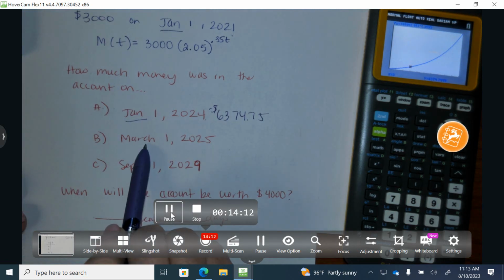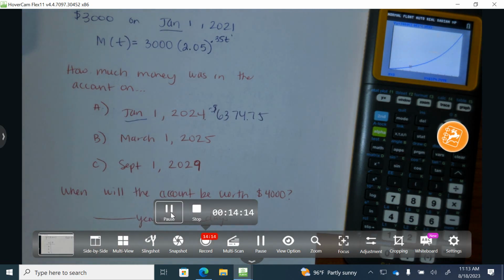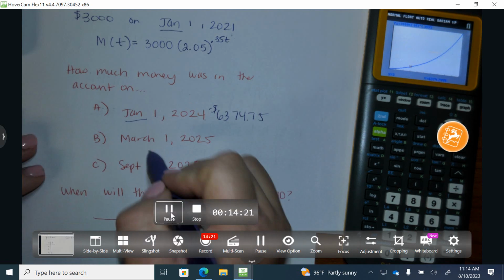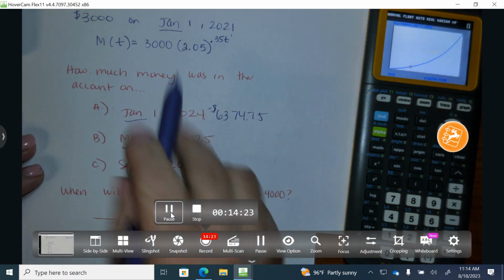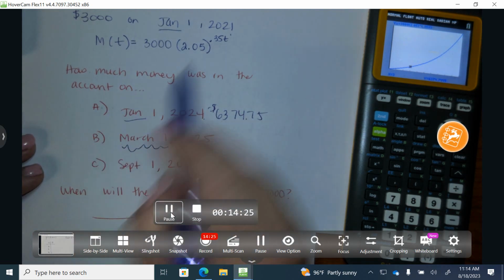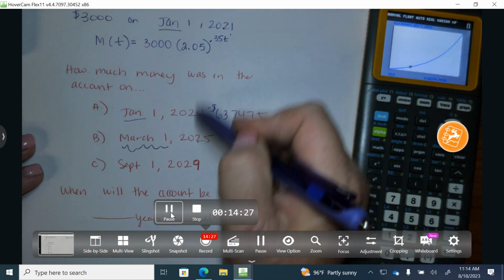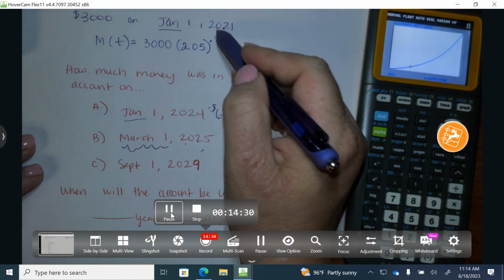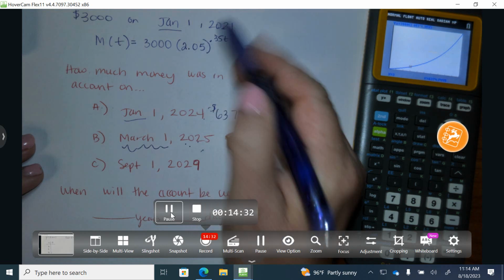B is a little more complicated. Now, if you did not get your calculator to work, I want you to look at your partner's calculator right now so that nobody is falling behind. Okay, March 1st. So it's different in terms of months. I can see the difference in years is 4. 2025 subtract 2021 is a difference of 4.